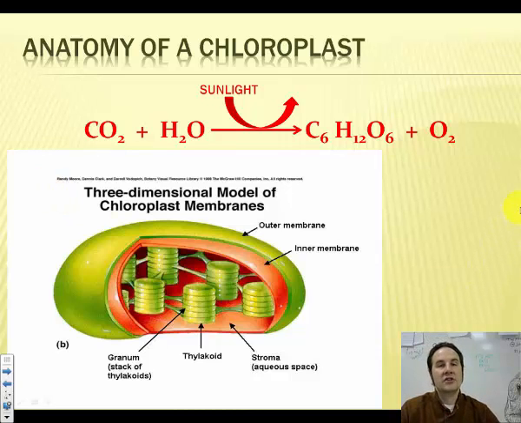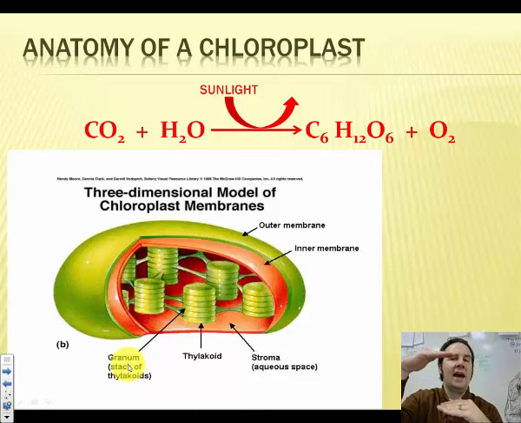Well, to answer that question, we have to know something about the anatomy of a chloroplast. So here, just like we had to know the anatomy of a mitochondria, this is the anatomy of a chloroplast. Now, it looks fairly similar, although there are some differences. You have the outer membrane, you have the inner membrane. Inside that inner membrane, you have these stacks of thylakoids, okay? So a stack of thylakoids is called a granum. I always think of it as like a granum of pancakes, right? Where the thylakoid would be each individual cake and the stack would be the granum.